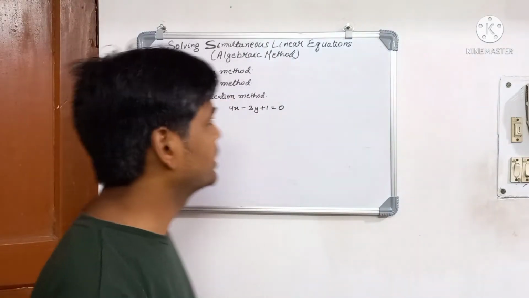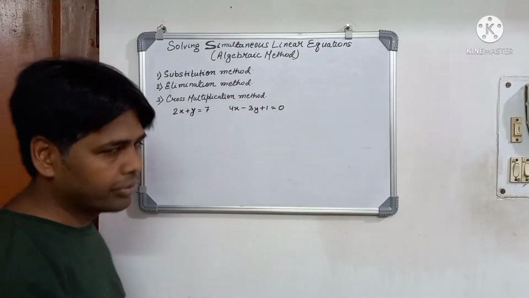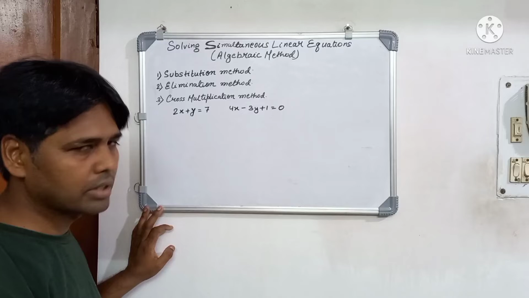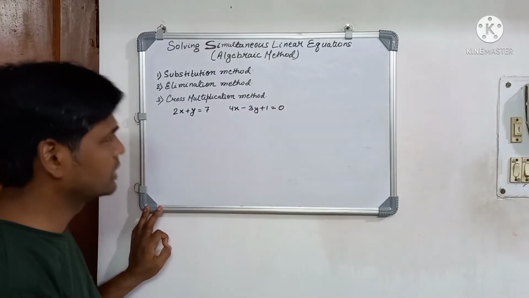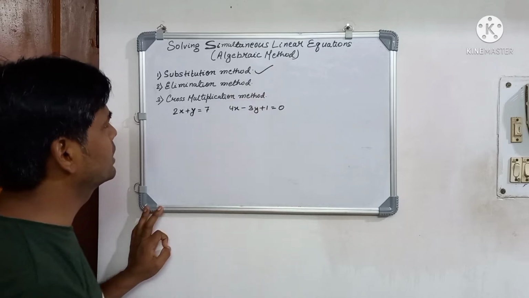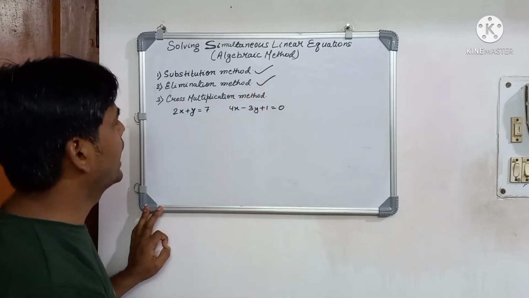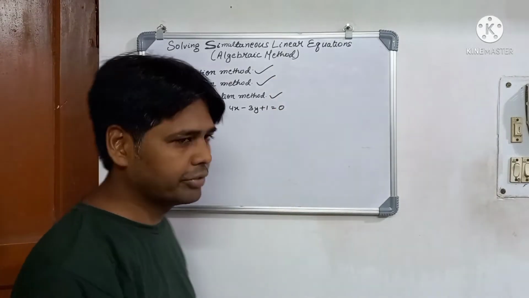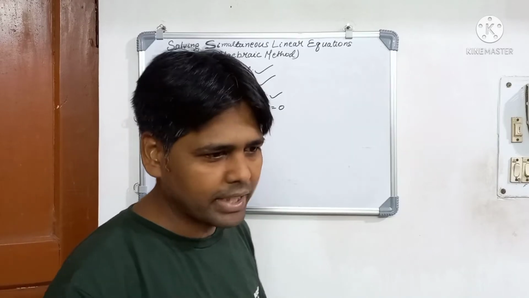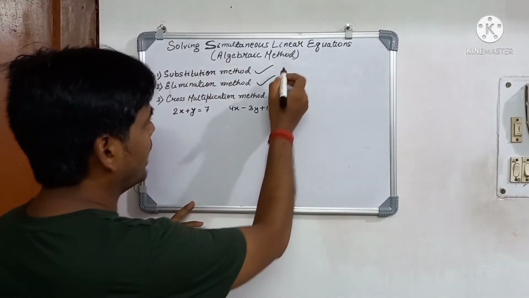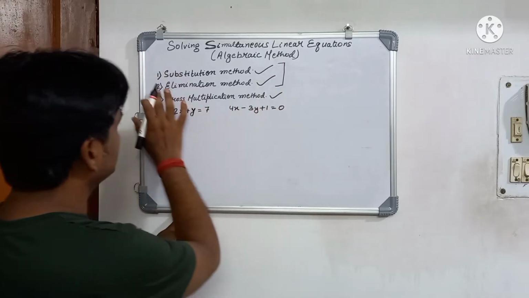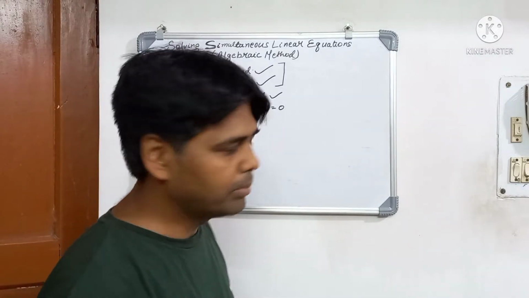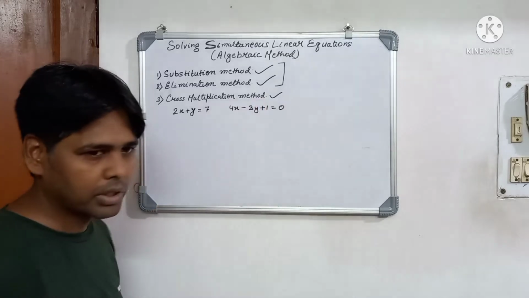So let us not waste time and start discussing the algebraic method for solving simultaneous linear equations. In order to solve these equations, we have three different methods. The first is the substitution method, the second is the elimination method, and the third is the cross multiplication method. In today's session we are going to discuss the first two methods, substitution and elimination, and in the coming session I will discuss the method of cross multiplication.